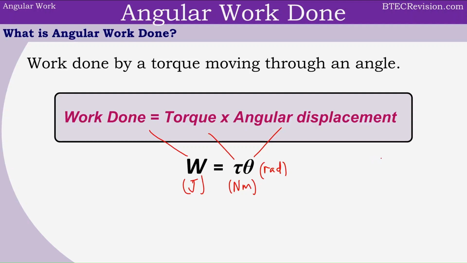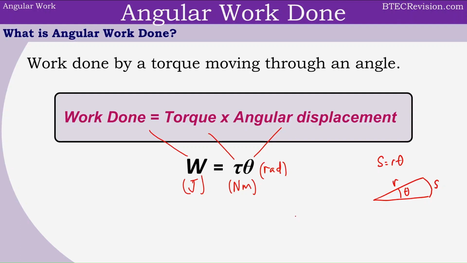If you remember from a previous lesson, S equals r theta. When we look at a section of a circle, theta is the angular displacement, r is the radius, and S is the arc length, or the displacement.